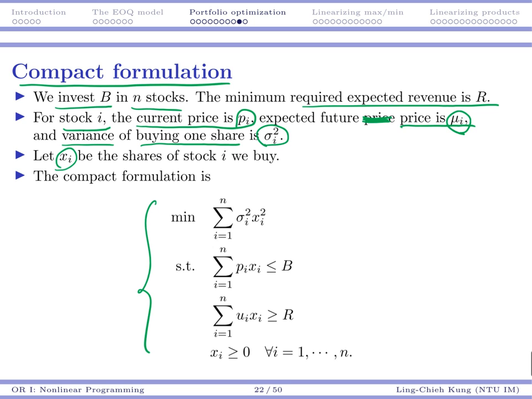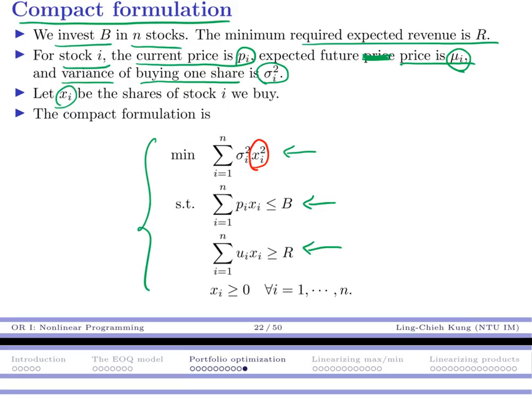The compact formulation would be here. I have budget constraints, right? And I want to have a guaranteed expected return. And I want to minimize the total risk. So the key here is that this term, again, xi squared, is a square term. It's quadratic. So this is a nonlinear program. And you know there's no way for you to get rid of it because you are talking about variance. There is naturally a square term.